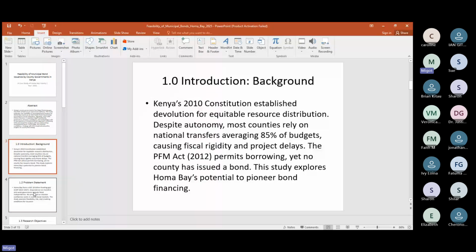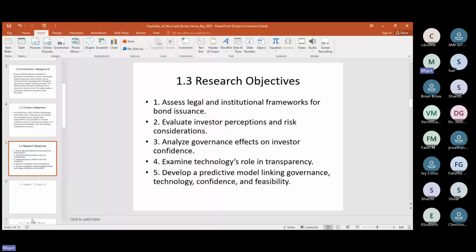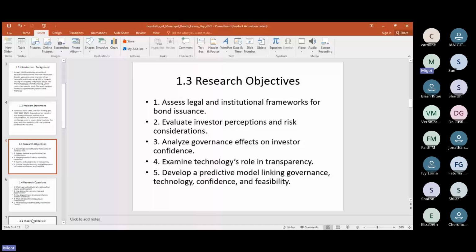When you go to the problem statement, Homa Bay County faces at least an 18 billion funding gap. Dependence on transfers and weak governance impede fiscal independence. No pricing or investor confidence exists in county bond markets. The study assesses feasibility, risks, and enabling conditions for issuance. As we all know, it's only the national government at the moment that is able to issue this kind of bonds, and for this to be available to the county government, I believe that we still need the policies, because we don't have the constitution policies that can guide for such. Even the CBK doesn't have one.